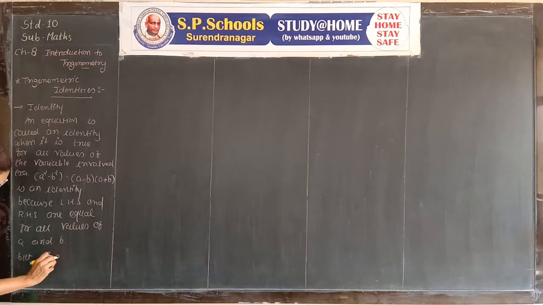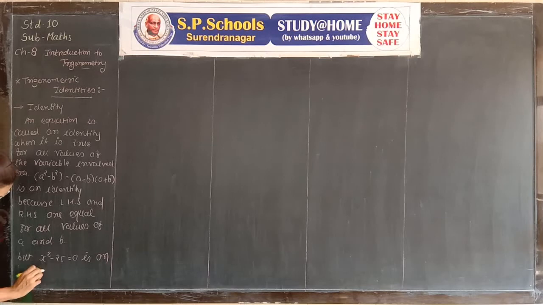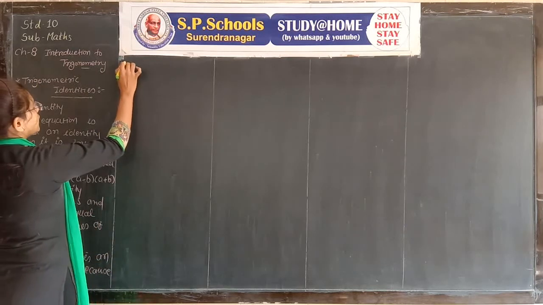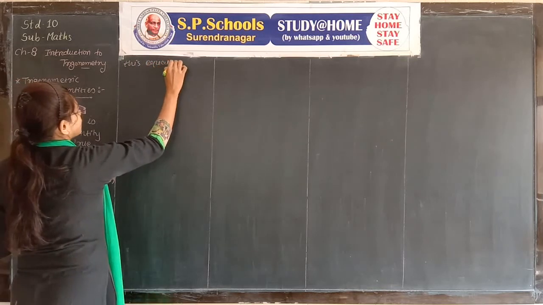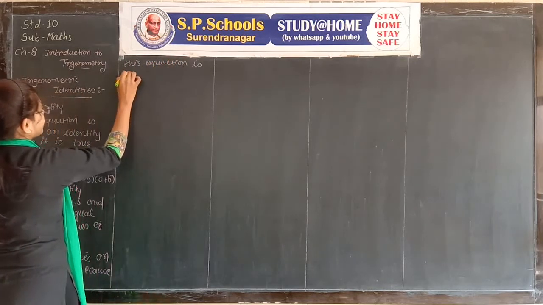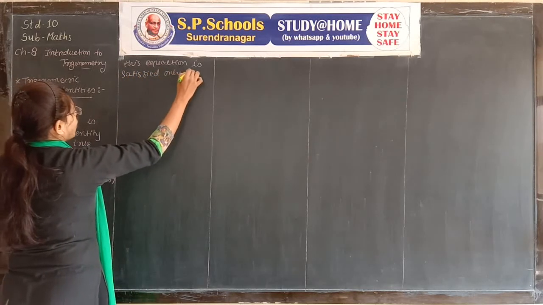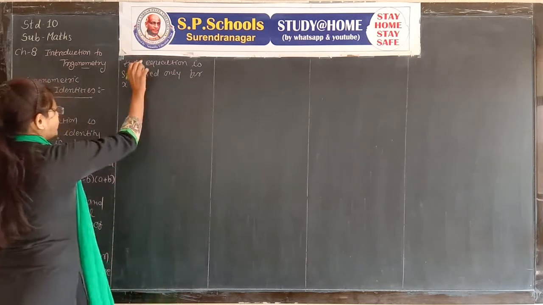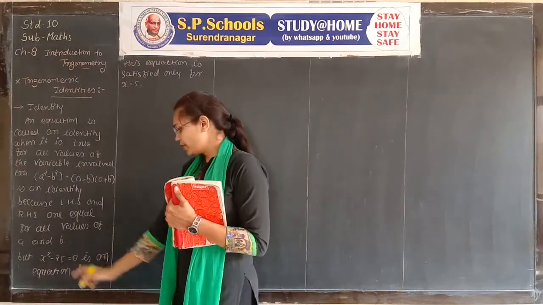But x square minus 25 is equal to 0 is an equation, because this equation is satisfied only for x equal to 5. If you put x equal to 5, square of 5 is 25, 25 minus 25, and we get 0.